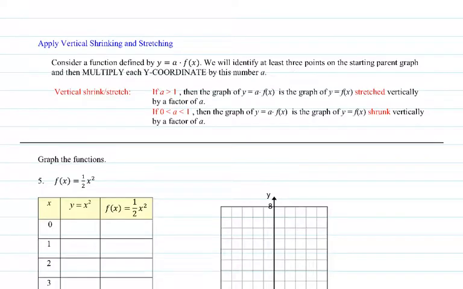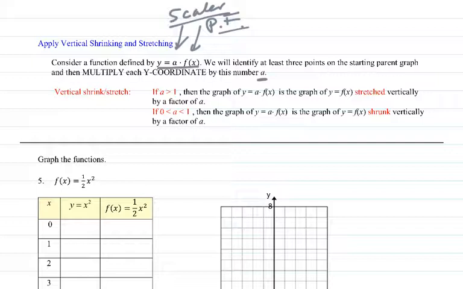So we're going to look at an example of applying vertical stretching and shrinking, and we're going to have a function defined by y equals a times f of x, where a is just a numerical value. And we're going to identify at least 3 points on the starting parent graph and then multiply each of those y coordinates by this number a, because that's essentially what we're saying. We have the parent function, and then that's being multiplied by this scalar, okay? So we can label those. The parent function, and then the scalar. Okay, so our first example that we're going to look at is going to deal with a quadratic, x squared, but we can keep this in mind. This is what we're looking for.